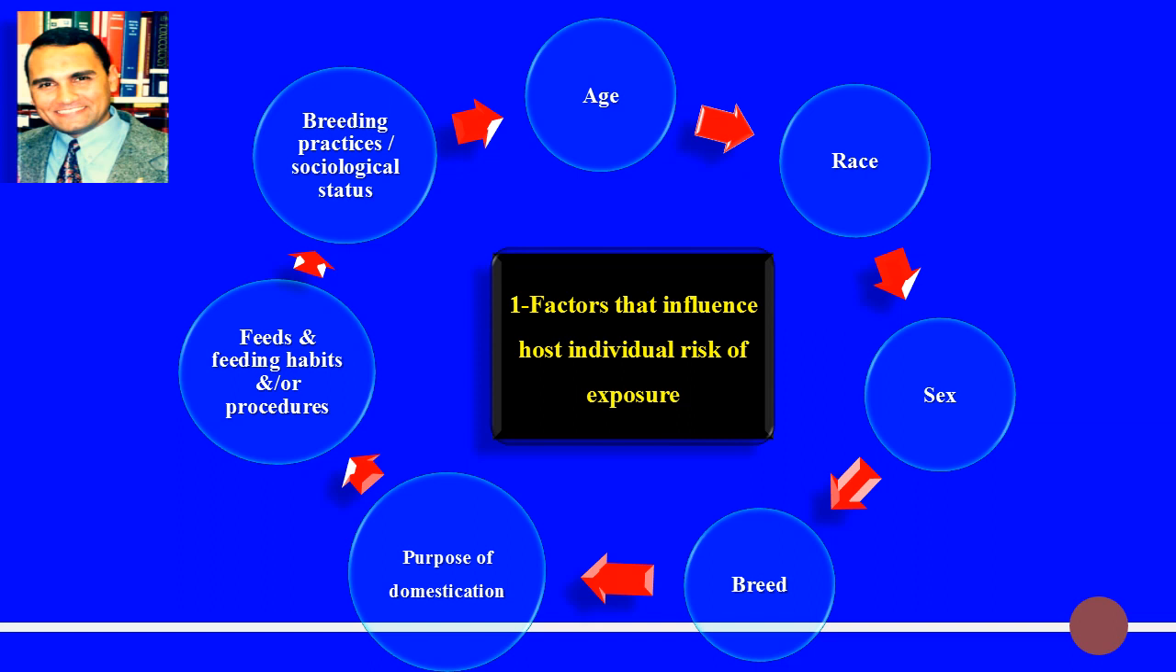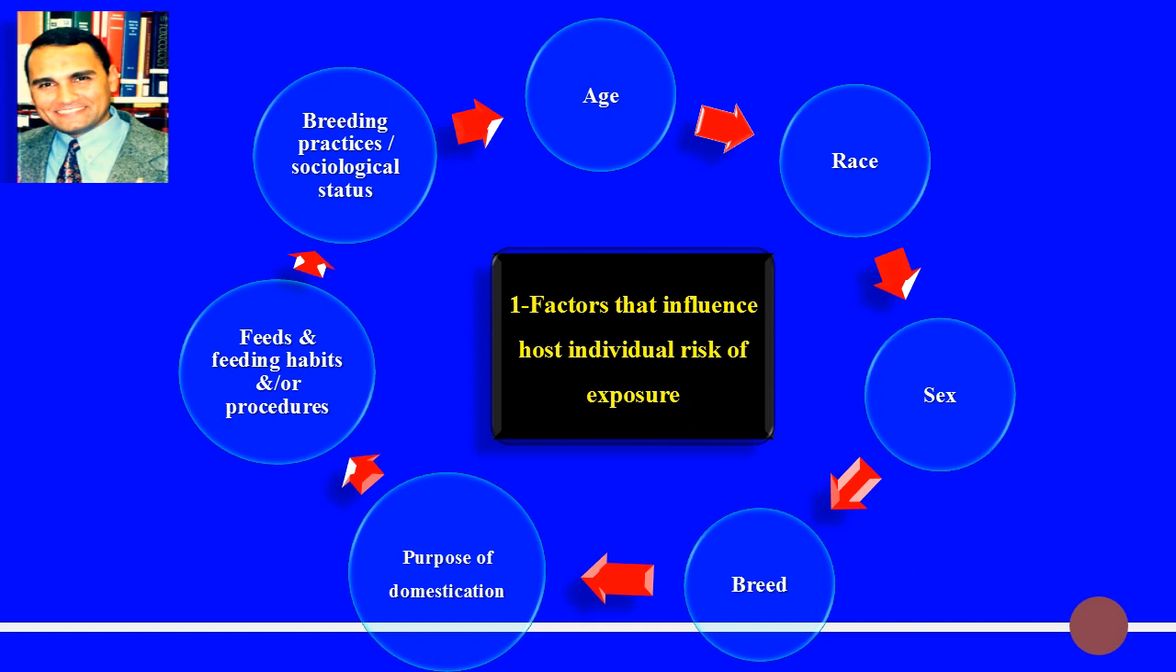The sex of the population or of the animal, such as female cattle showing more brucellosis than the male, and this is due to the husbandry system. The breeds. Some cattle breeds show color changes due to genetic factors. The purpose of domestication.